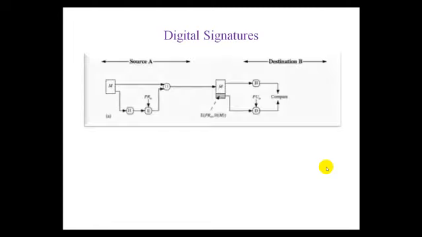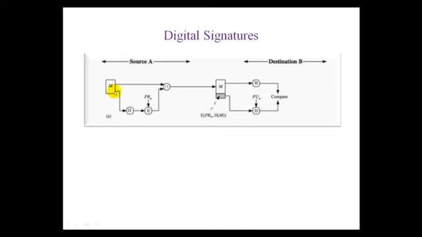Another application of hash function is digital signature. We all know what we mean by digital signature. In previous classes we have discussed this. However, we will try to understand some protocols related to digital signature. What do you mean by digital signature? Digital signature ensures you the identity of the sender.